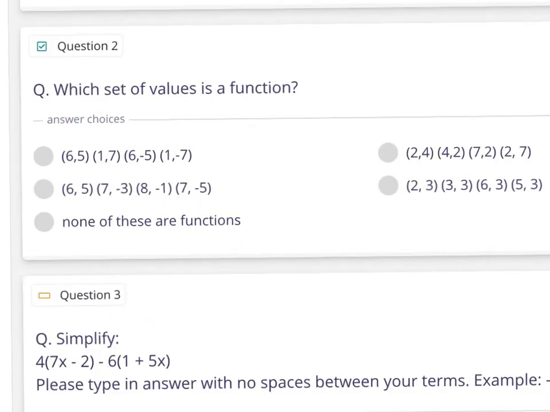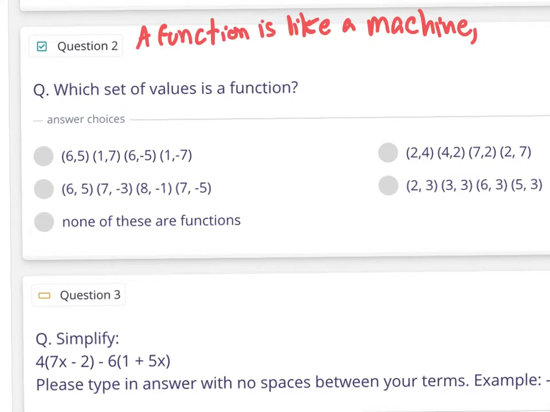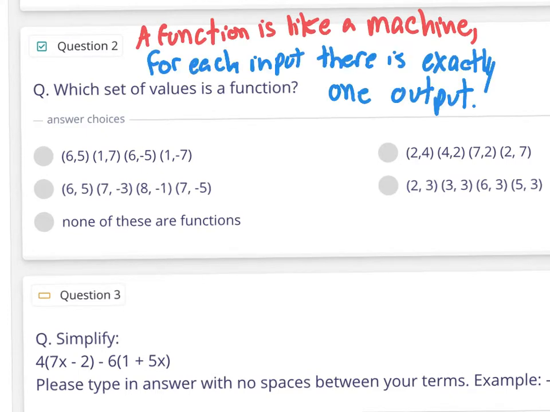Question 2 says, which set of values is a function? Now the key to understanding this is that a function is like a machine. For each input, there's exactly one output. Again, what does that mean? It's kind of like you have a tortilla machine. You put in some dough, you get out a tortilla. You put in some dough again, you get out a tortilla again. That's a machine that works.